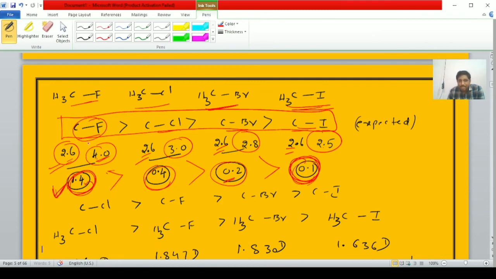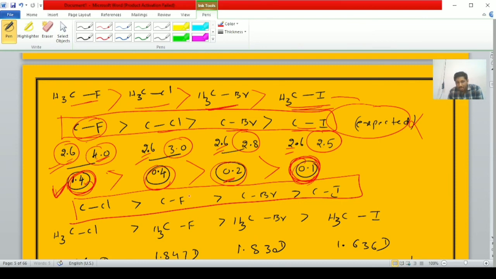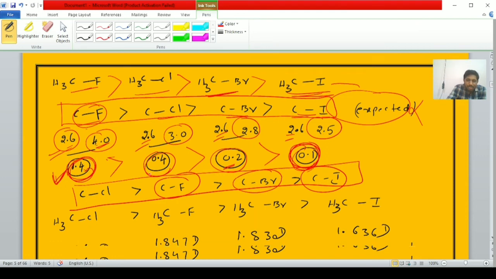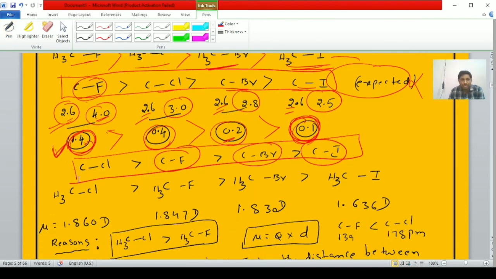Hence, students, fluoromethane is expected to have a higher dipole moment than chloromethane, bromomethane and iodomethane. It is our expectation, but it never happens. The correct order of dipole moment is: the carbon-chlorine bond has the highest dipole moment, then the carbon-fluorine bond, then the carbon-bromine bond and then the carbon-iodine bond. The correct order of dipole moment will be like this, students. Experimental values are also given.